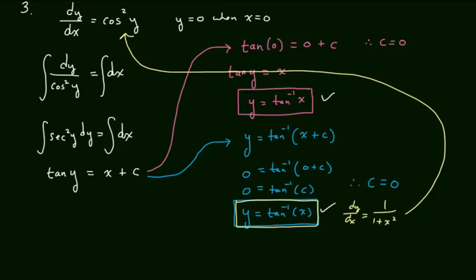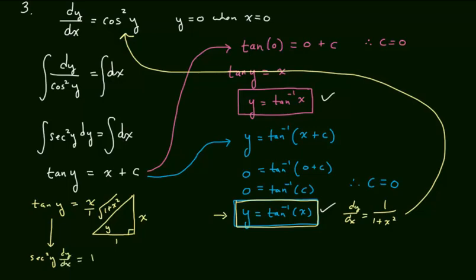If you recall, in the development of this original derivative, we said the tangent of y equals x, or x over 1. Then we drew a right triangle. This was the angle y. The ratio for the tangent was opposite over adjacent. Then we found the missing side, which was the square root of 1 plus x squared. Then we did our implicit differentiation and said secant squared y times dy/dx is equal to 1.